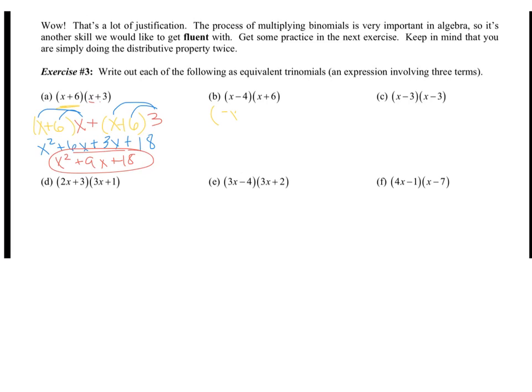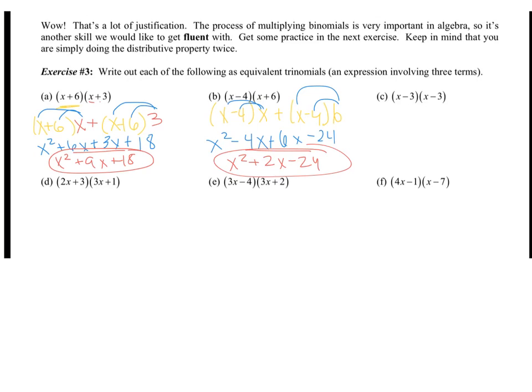So I have x minus 4 times x plus x minus 4 times 6. So x times x is x squared. X times negative 4 is negative 4x plus 6 times x is 6x. 6 times negative 4 is negative 24. Combine like terms, and you get x squared plus 2x minus 24.